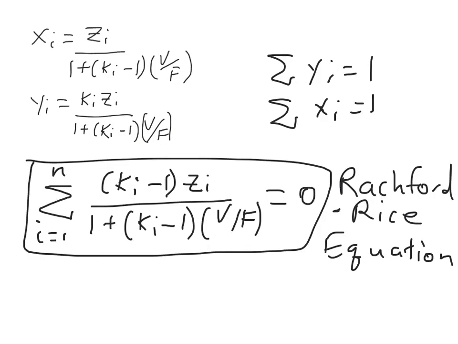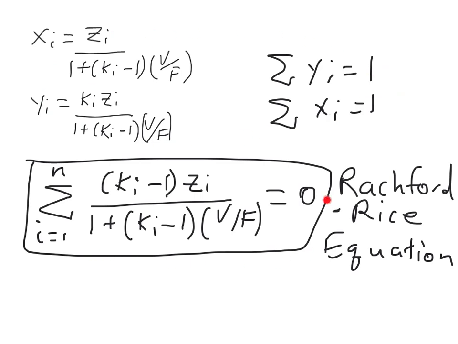So I've just written here two other equations, and these are from the previous page also. The summation of the mole fractions in the vapor equals 1, and the summation of the mole fractions in the liquid equals 1. If I take these xi's and yi's, plug them into these equations, and subtract one from the other, in this case 1 minus 1 is 0, I get this equation here, which is known as the Rachford-Rice equation.